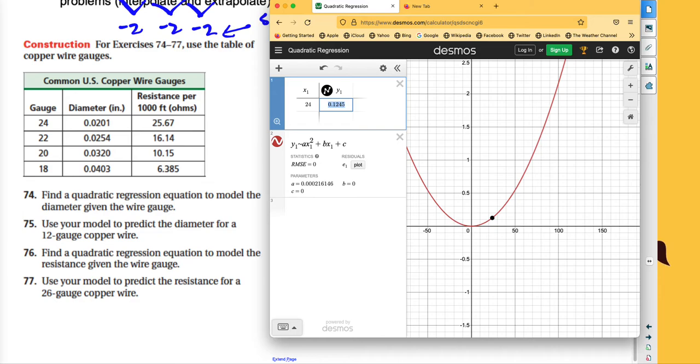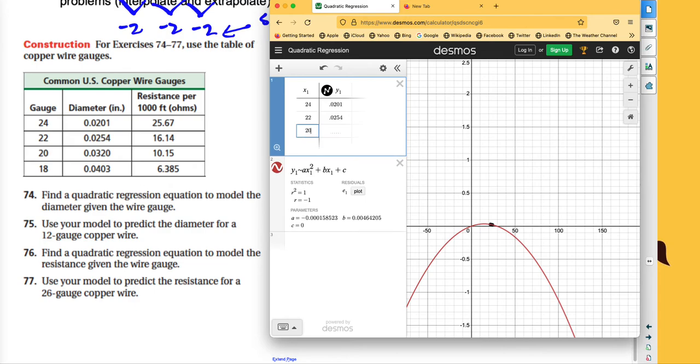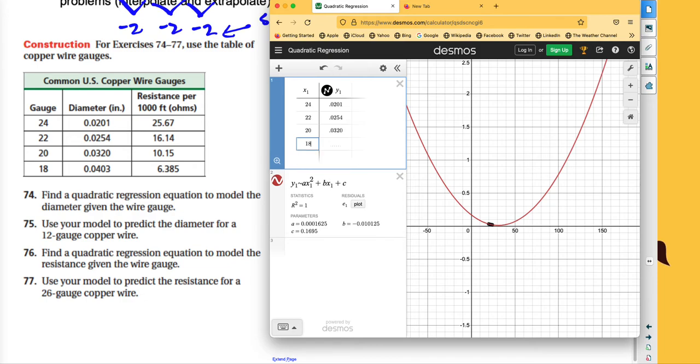24, 0.0201. 22, 0.0254. 20, 0.0320. 18, 0.0403. Okay. Well, that's actually not what I expected at all. Looking at these, the R-squared value is 1.